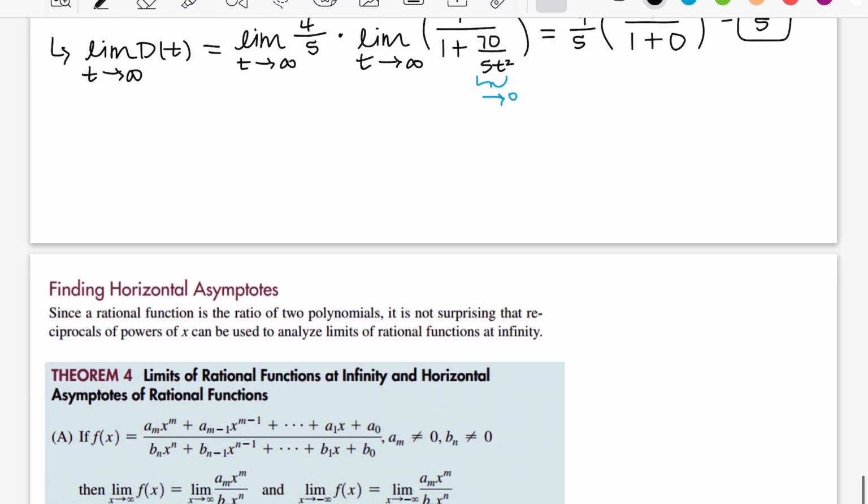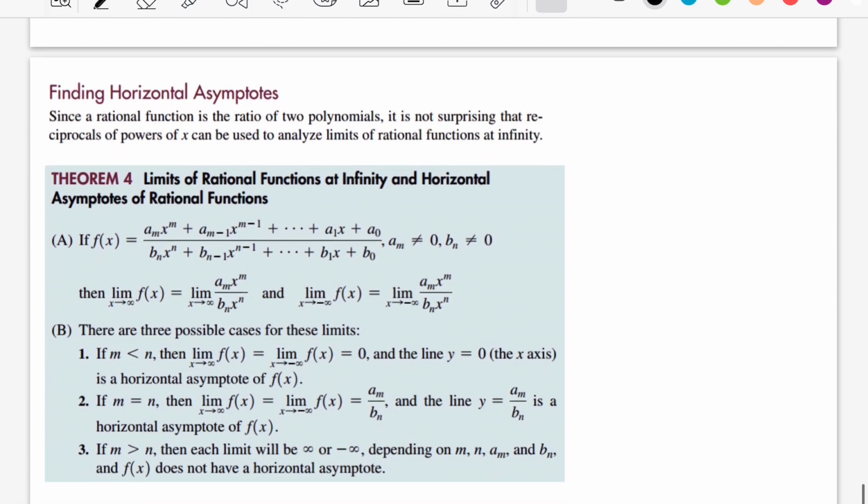Now let's look at horizontal asymptotes. So we talked about vertical asymptotes. Now we've got to talk about horizontal asymptotes. And I know this is a lot, but bear with me. We'll start off by mentioning that since a rational function is the ratio of two polynomials, it's not going to be surprising that reciprocals of powers of x can be used to analyze the limits of our rational functions at infinity. So we'll start off with theorem 4.